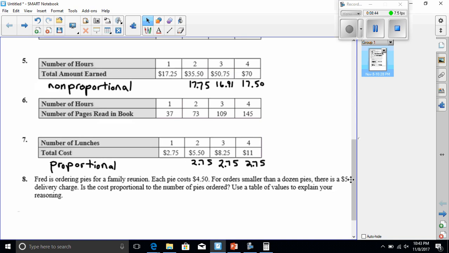Now you can see that this is just 5 and nothing after it. Remember on this one, when you first make your table, it's going to ask you to use a table. You have your 4, 5, 0, but on your first column, don't forget that there's a $5 delivery charge. So every time you're making your table, don't forget to add that $5 delivery charge into your column.